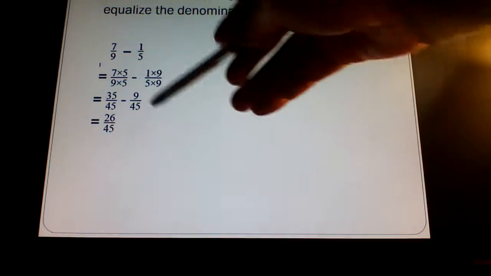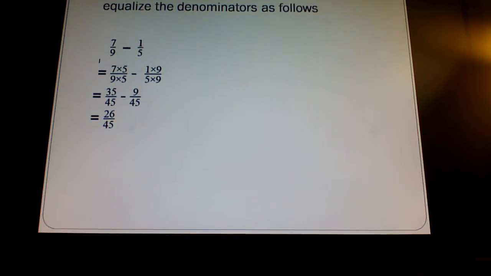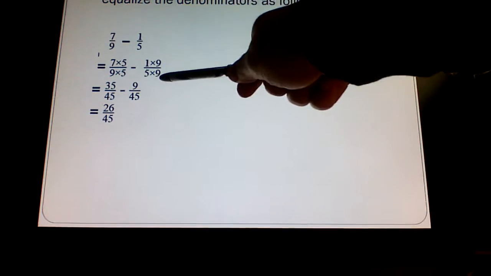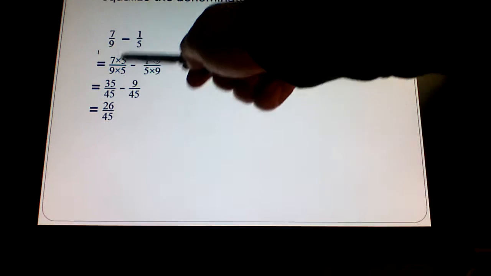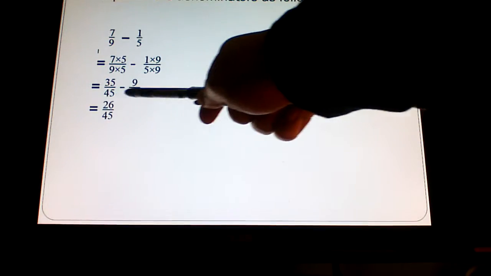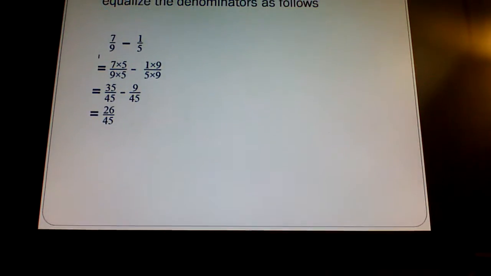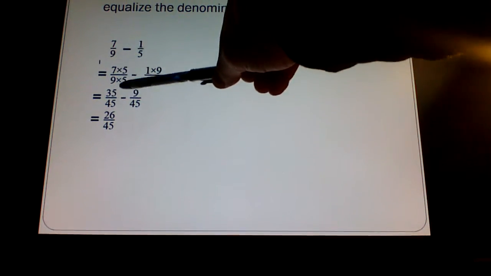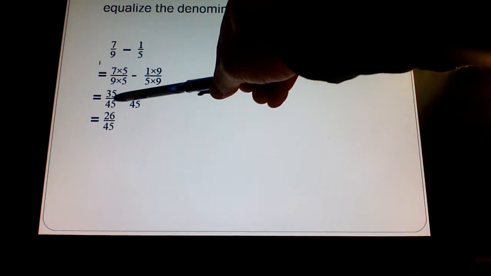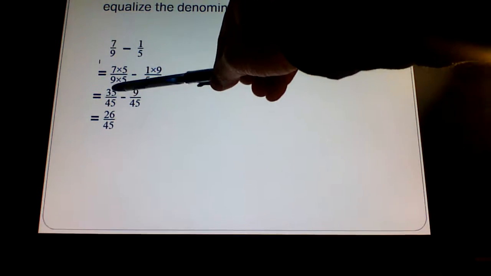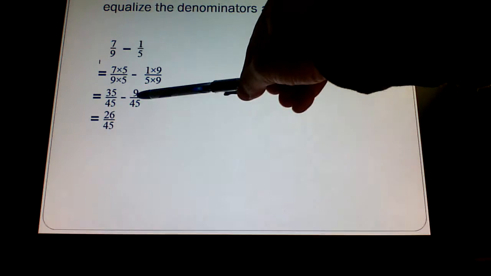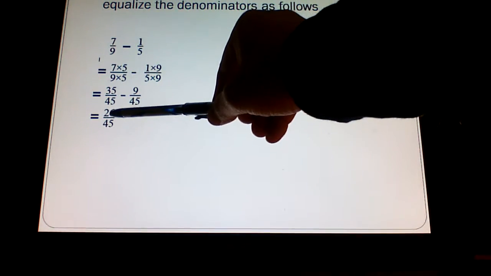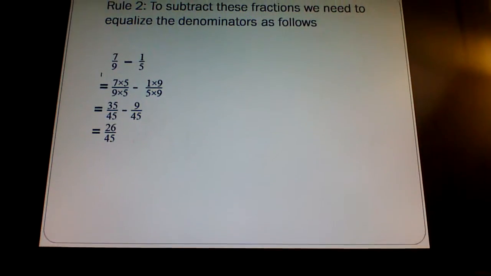To subtract the fractions, you need to first equalize the denominators. To equalize the denominators, we need to multiply 9 by 5 and 5 by 9 to get 45 in the denominator. However, that's not sufficient. You need to even multiply the numerators to have an equivalent fraction. So 7 by 9 becomes 35 by 45 and 1 by 5 becomes 9 by 45, which is then easy to subtract and to get the answer 26 by 45.